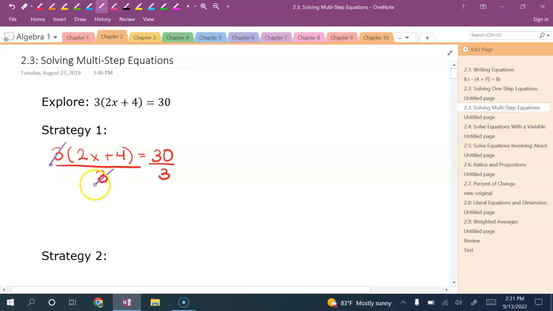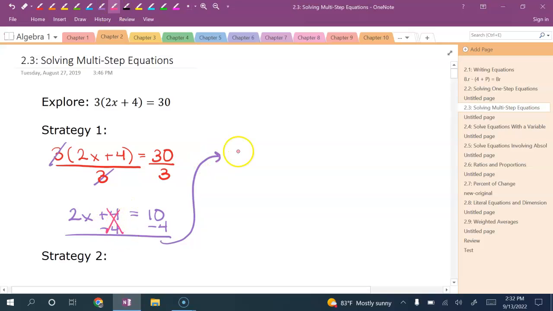And I would get the 3's over here on the left to cancel. And I would have 2x plus 4 equals 10. Then what I can do is get rid of that plus 4 by subtracting. Bring that up here. So now it says 2x equals 6, and the last step would be to divide by 2. And I would get x equals 3.